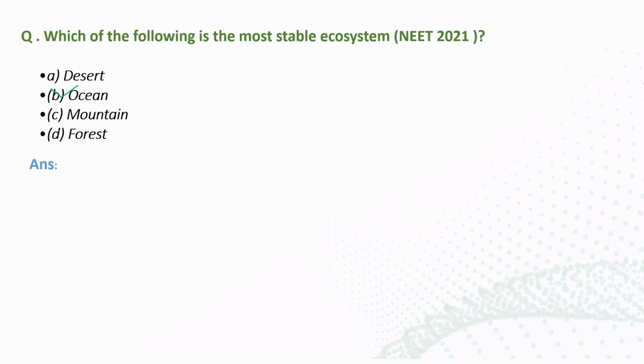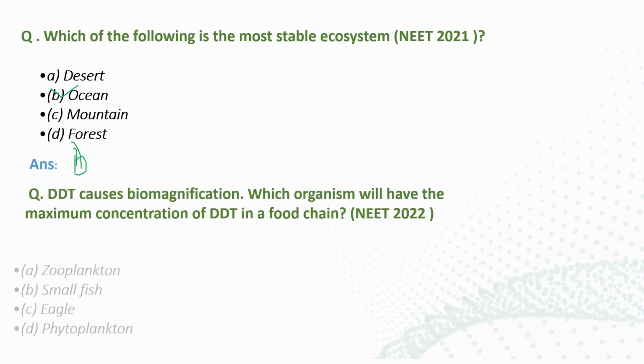If we move on to the other ecosystems, mountain is also considered, but when the rain comes and everything, the ecosystem is disturbed here, like the forest also. That's why the ocean is the best option, which maintains the ecosystem properly. Okay, so the second one is the right answer. And we'll move on to the next one.